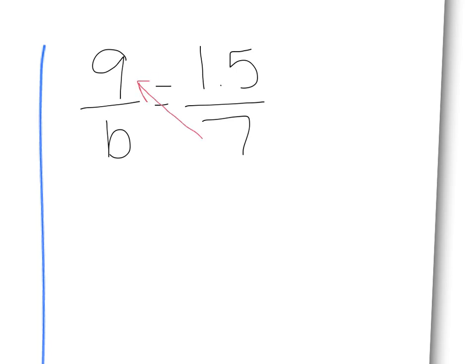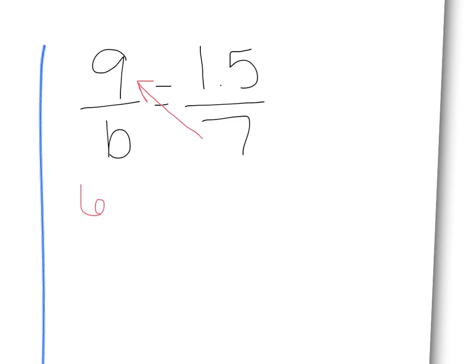Let's look at 9 over b equals 1.5 over 7. Okay, well this time working with a decimal, so I really don't know an easy way to get from one side to the next. So we're going to have to go ahead and use our cross products. I have 1.5 over 7, can't reduce that. So let's go ahead and find our cross products.